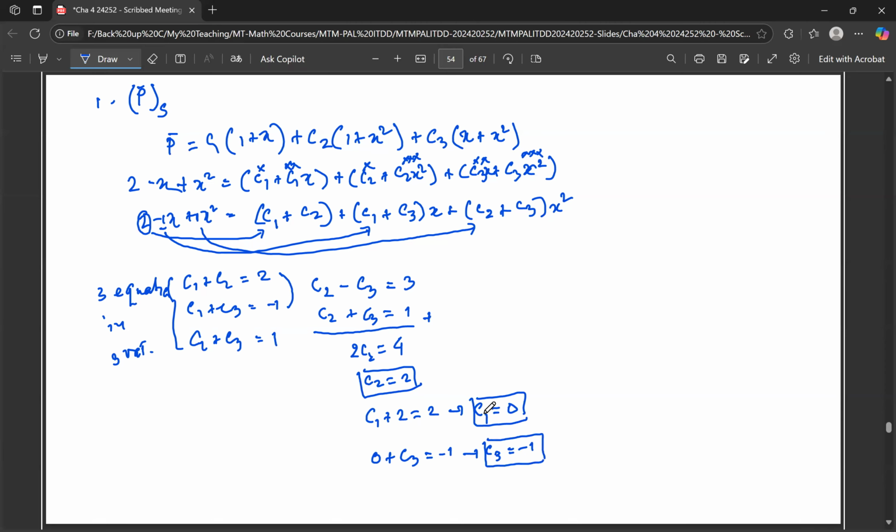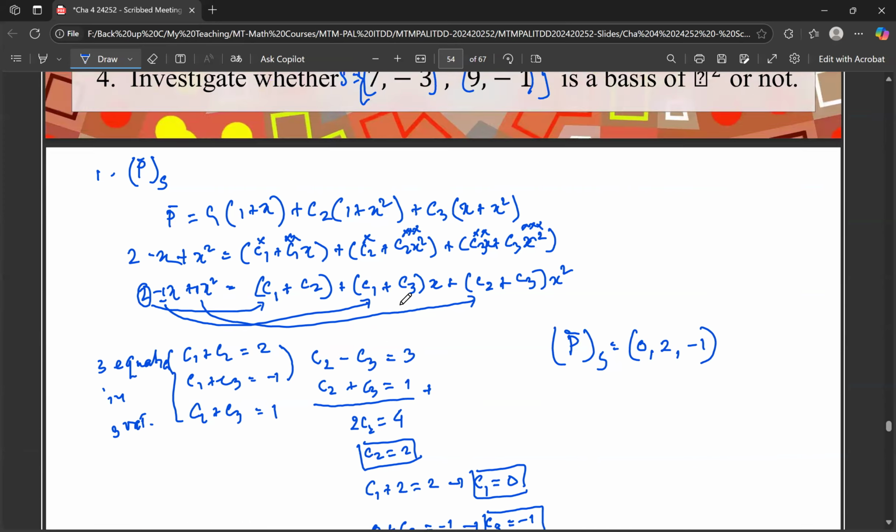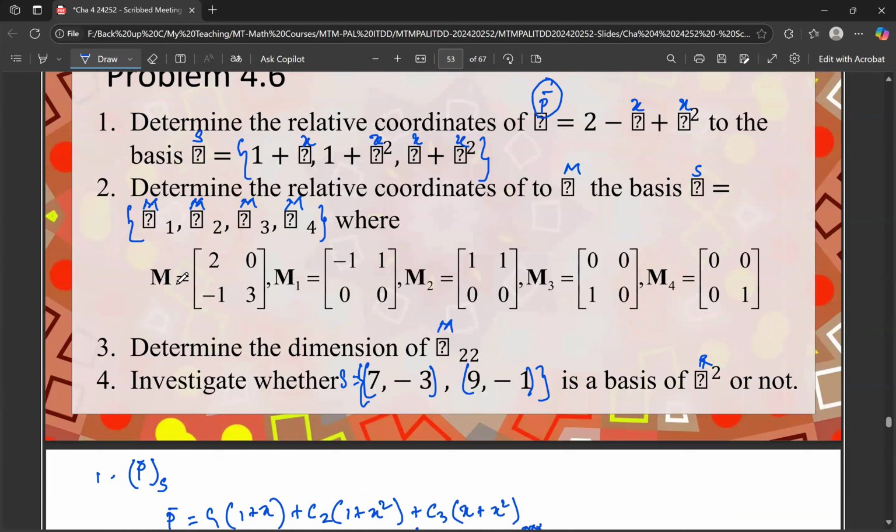Okay, we already have C1, C2, and C3. So the coordinate relative of P with respect to basis S will be 0, 2, minus 1. So this is how to get the coordinate relatives of vectors with respect to a basis. Okay, so you can do it by yourself.